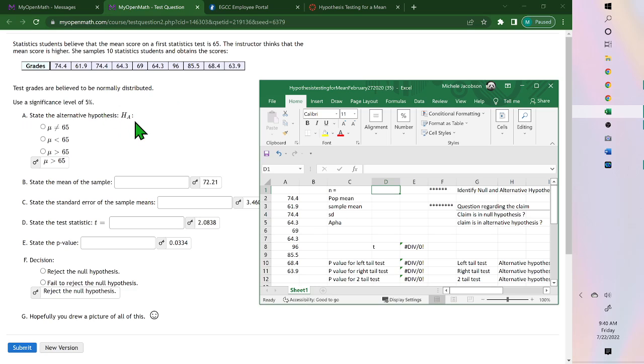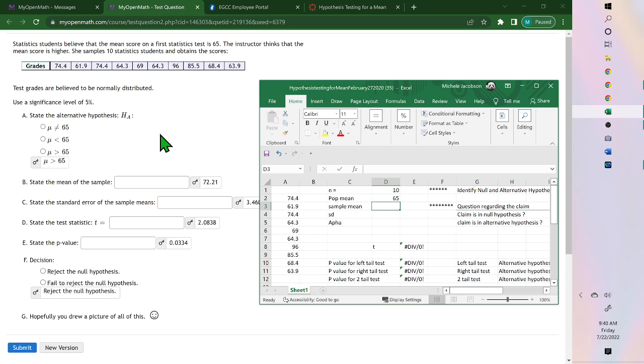State the alternative hypothesis. This teacher thinks it's higher, so we would be testing greater than. To find the standard error and test statistic, we want to use hypothesis testing for a mean. In this case, we know the sample size is 10. The population mean comes from the hypothesis, which is 65.